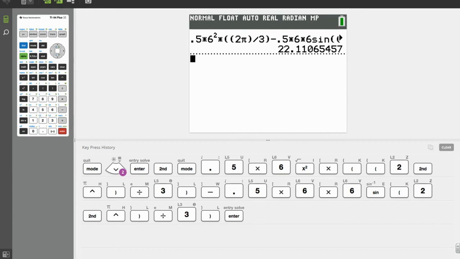When we do the calculation, we get 22.1 centimeters squared.